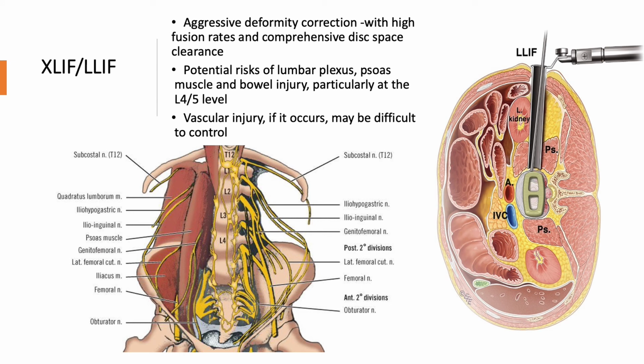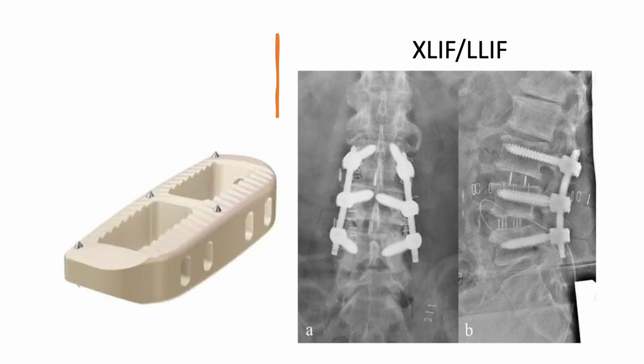XLIF allows for an aggressive deformity correction with high fusion rates and comprehensive disc space clearance, but also comes with potential risk of injuring the lumbar plexus, which are the nerves in the psoas muscle, injuring the psoas muscle itself, and potential bowel injury, particularly at the L4-L5 level. There is also a potential for vascular injury, and if it occurs, it might be difficult to control because the patient is in a lateral position.